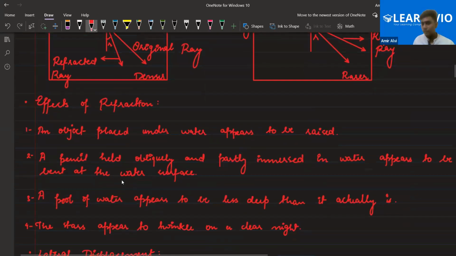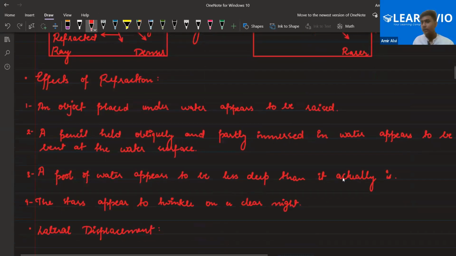I have given you the example of the pencil as well. If the pencil is partially immersed in the water, it appears to be bent at the water surface. Similarly, a pool of water appears to be less deep than it actually is. Suppose you are in a swimming pool. You will feel that the pool is not that deep. It looks like the depth is 1 or 2 meters, but actually it could be up to 10 meters. Due to refraction, the pool appears to be less deep than it actually is. Clear, Faizan, Junaid, Arish, and Ayan?